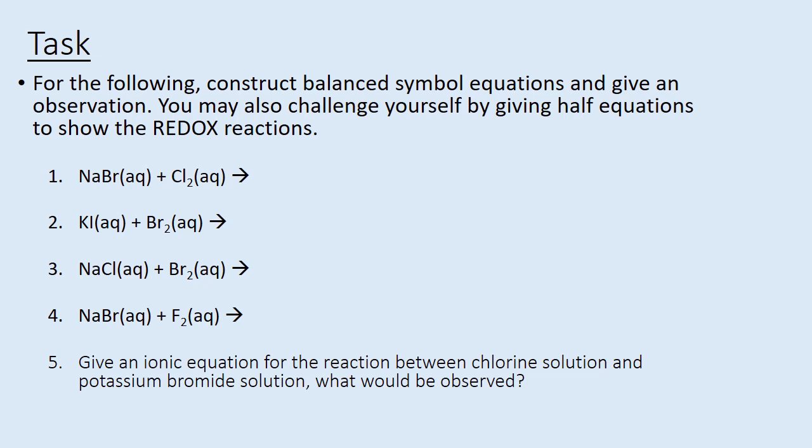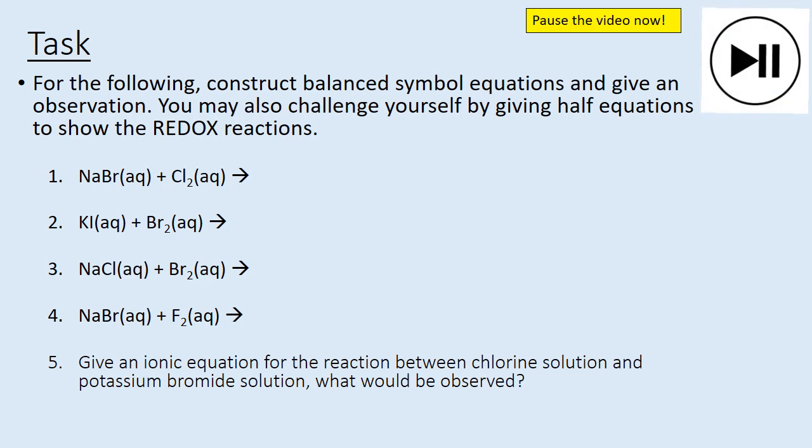Time for you to have a go then. So what you're going to do is, for each of these following questions, particularly for questions 1 to 4, you're going to construct a balanced symbol equation, and you're going to give any observations that you will see. You may wish to challenge yourself by having an attempt at giving half equations to show the redox reactions taking place as well, so to show the oxidation and the reduction. Question 5, again, it's an ionic equation you're being asked for in number 5, so a little bit of a test of your ionic equation knowledge. So pause the video, and when you're ready to go through, unpause.